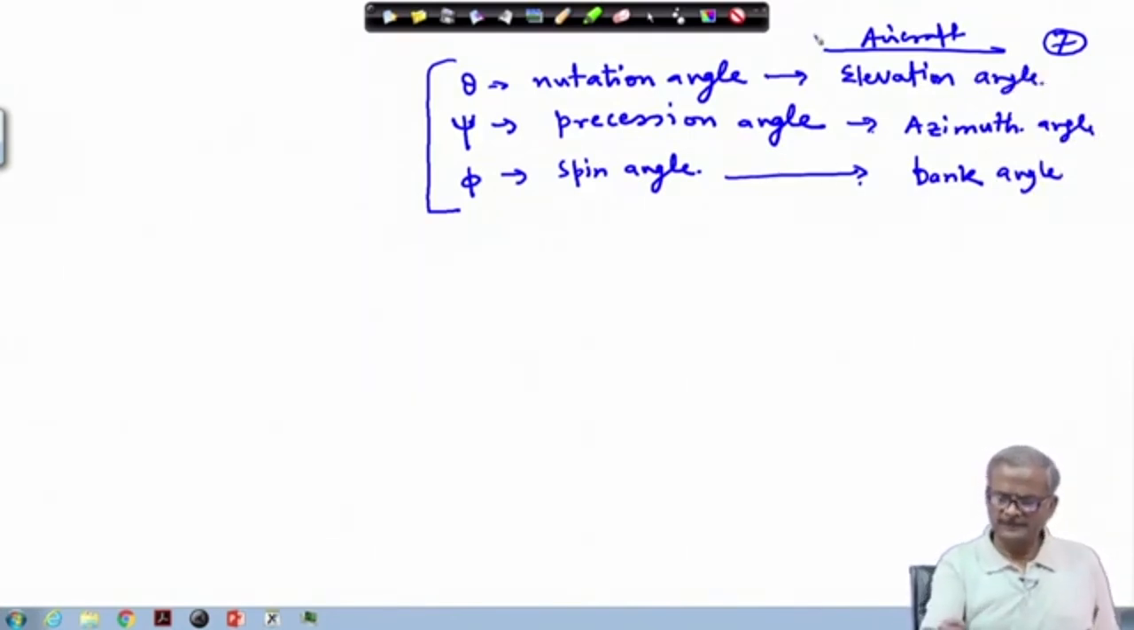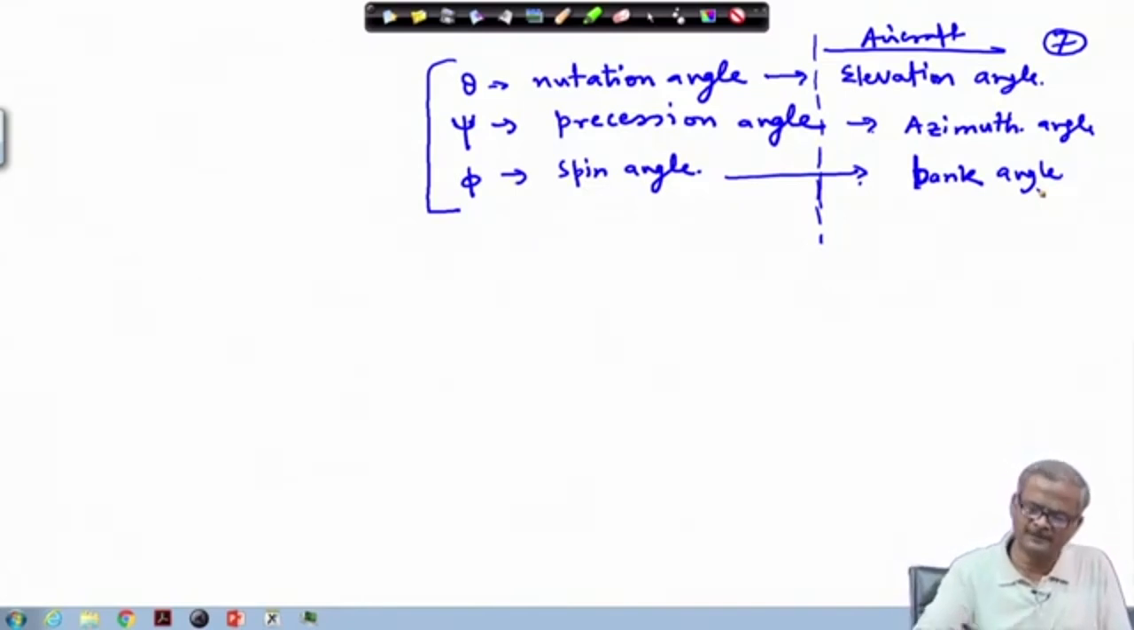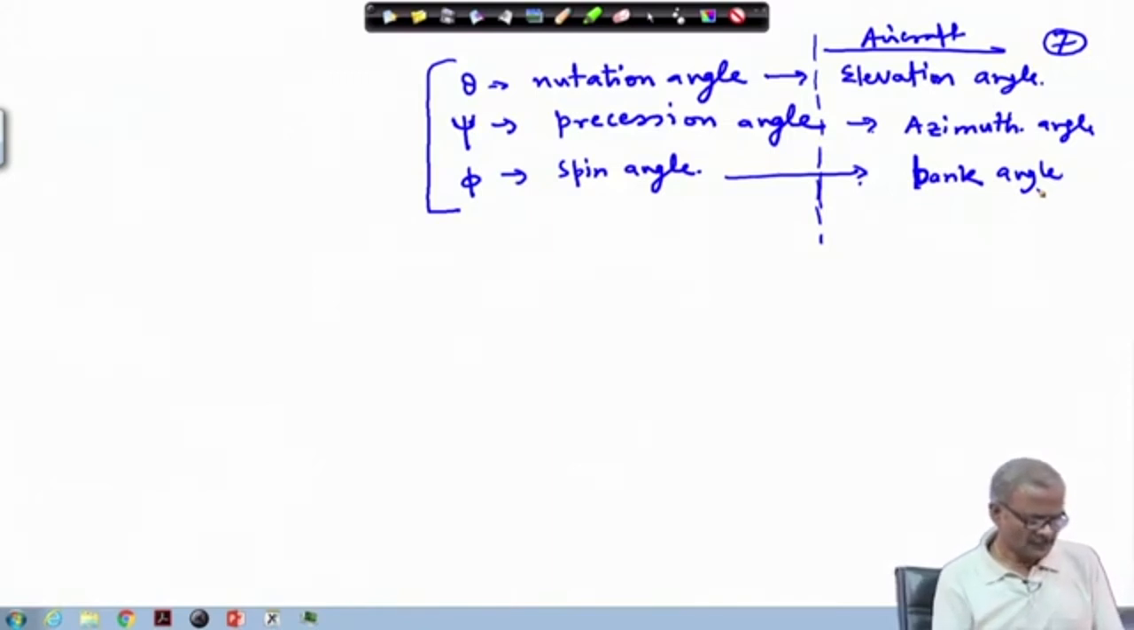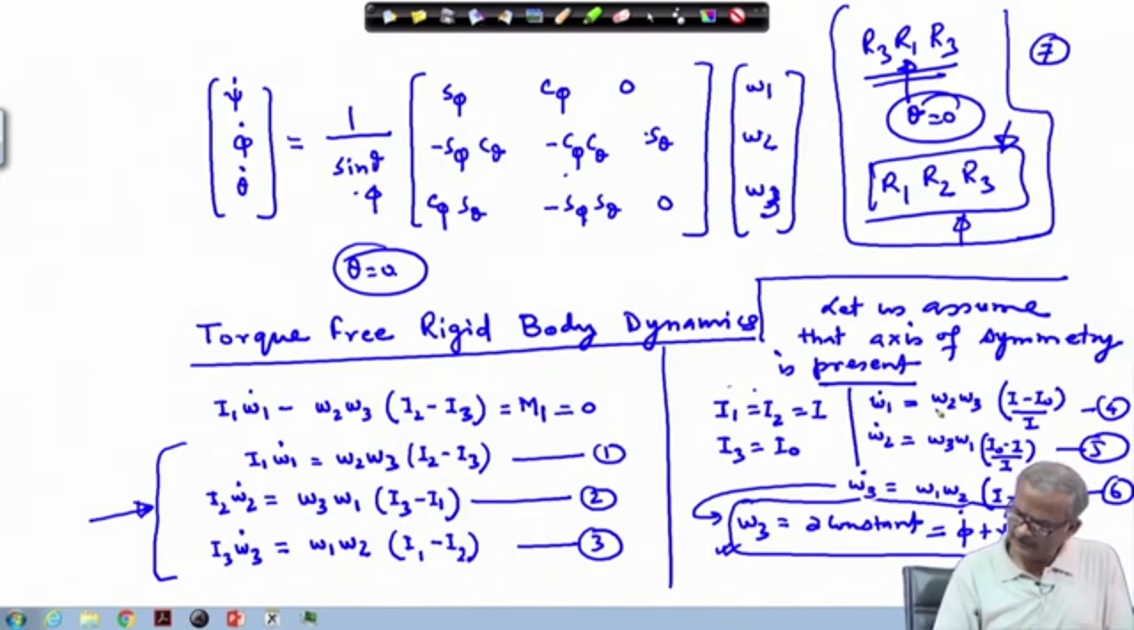In the case of aircraft, things are much more complicated. There is a difference in the bank angle: bank about the body axis, bank about the velocity axis. These are different terms, and the whole thing gets quite complicated and is out of context here, so we are not going to discuss that. Okay, so with this, what we get from here is omega 1 dot equal to omega 2 omega 3 times I minus I 0 divided by I.